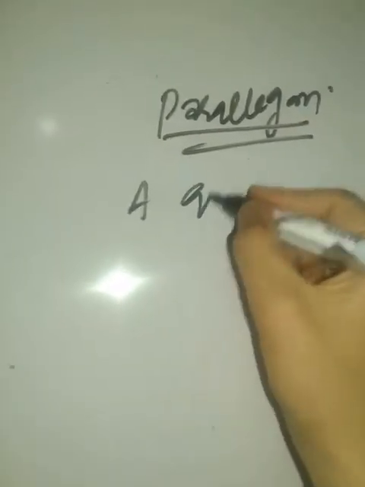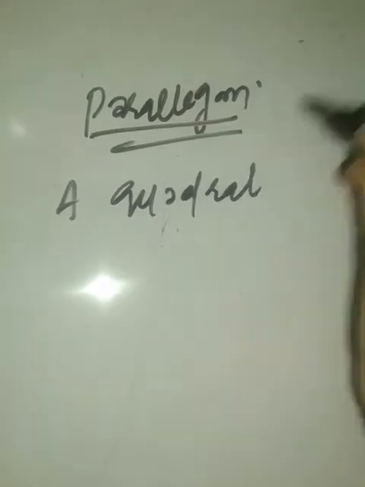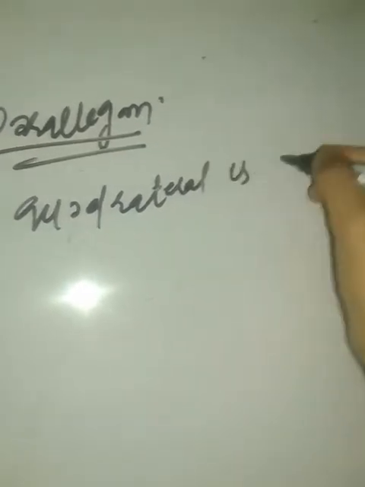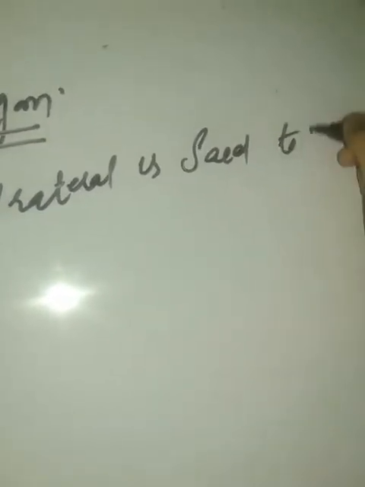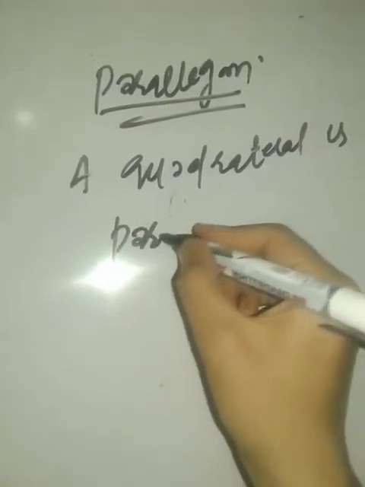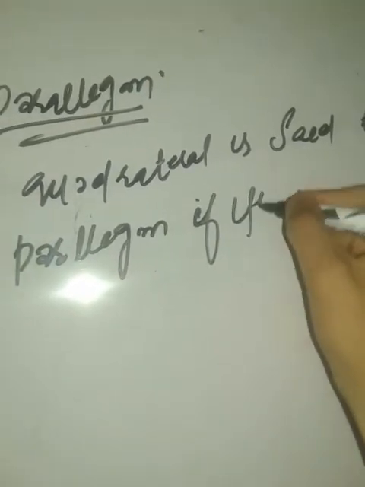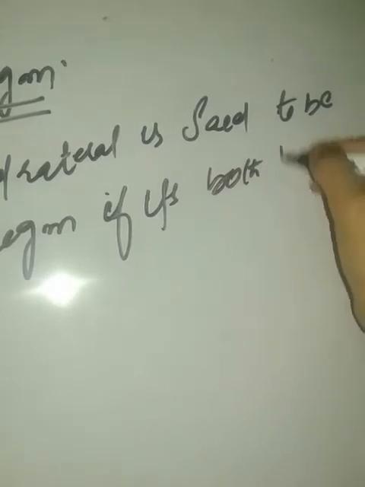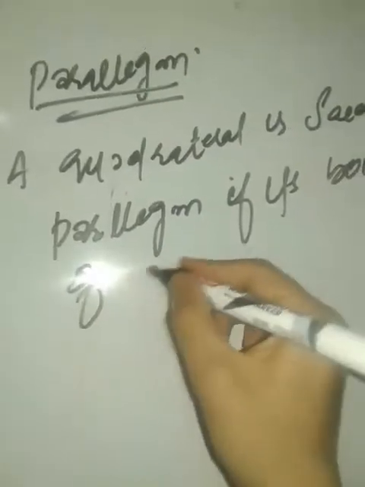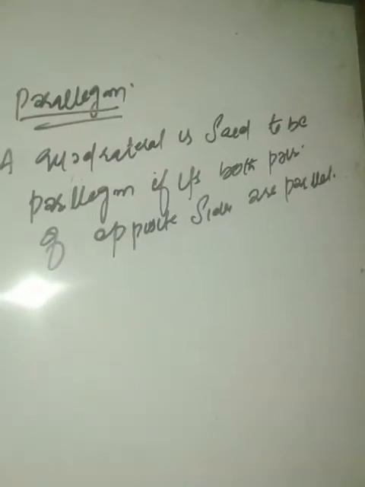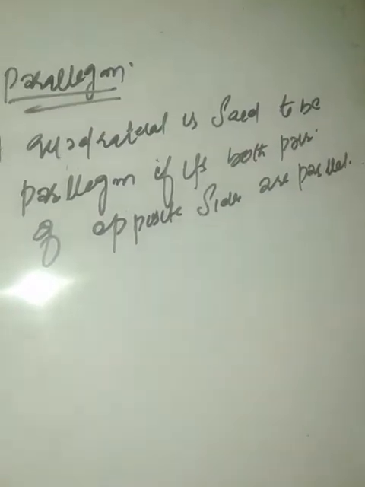A quadrilateral is said to be a parallelogram if both pairs of opposite sides are parallel.